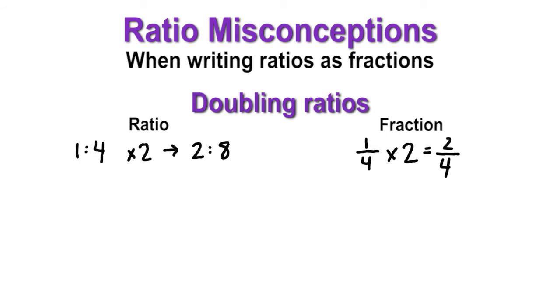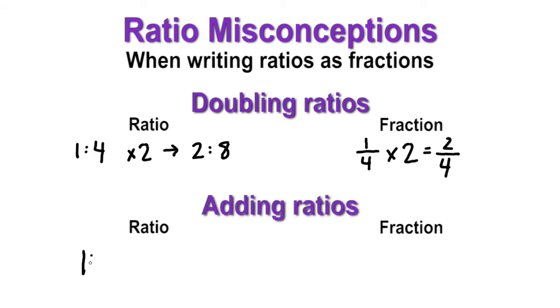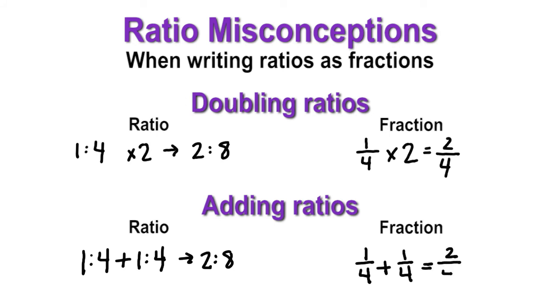Another misconception can occur when adding ratios. For example, 1:4 plus 1:4 can produce the ratio 2:8. When adding fractions, 1/4 plus 1/4 equals 2/4 because the denominators are not added together.